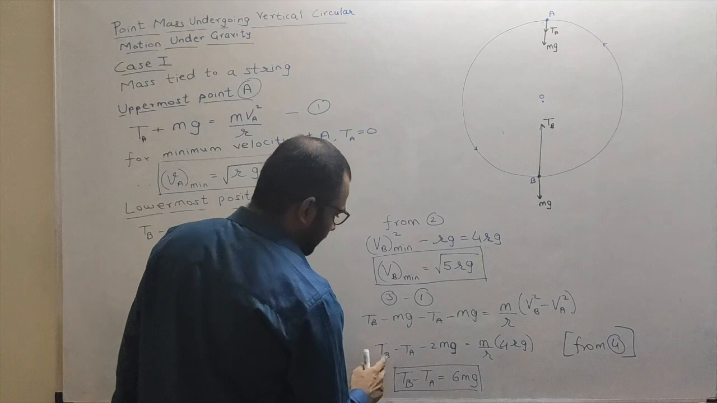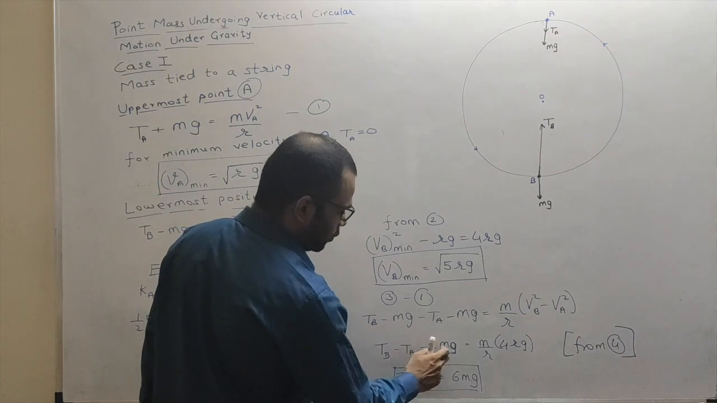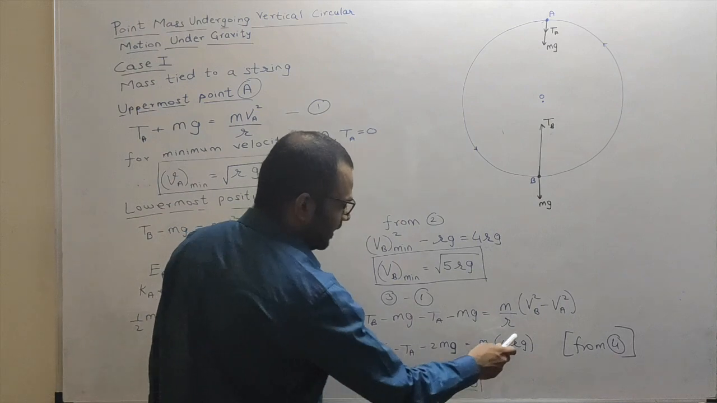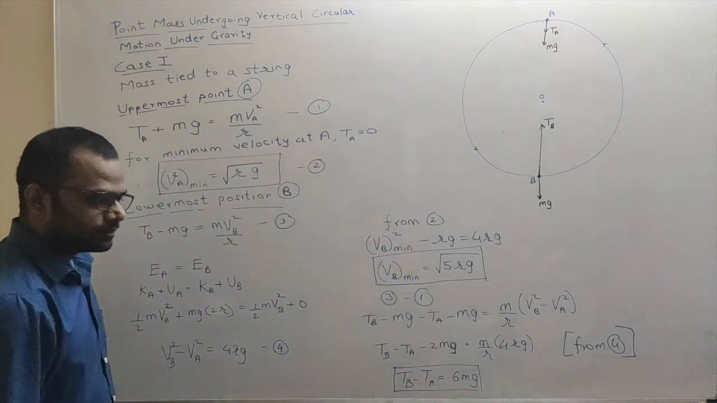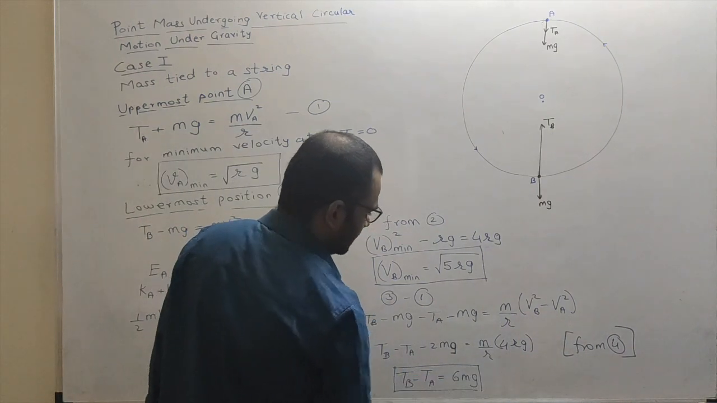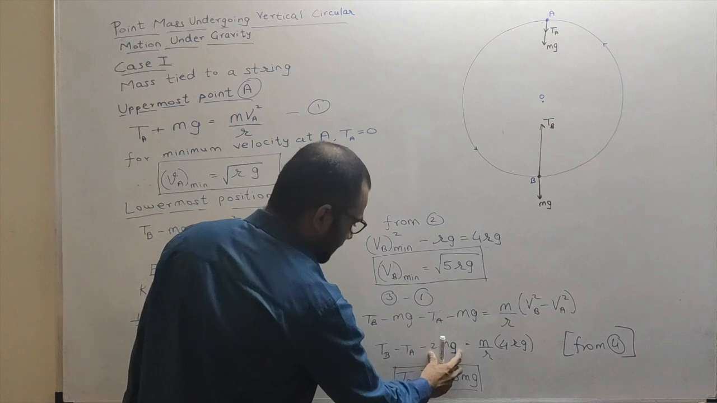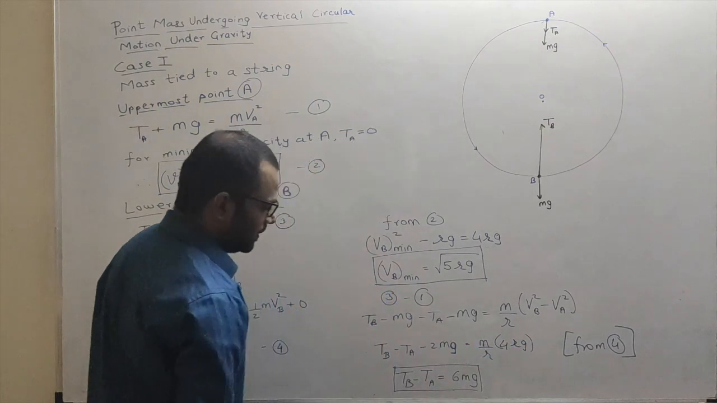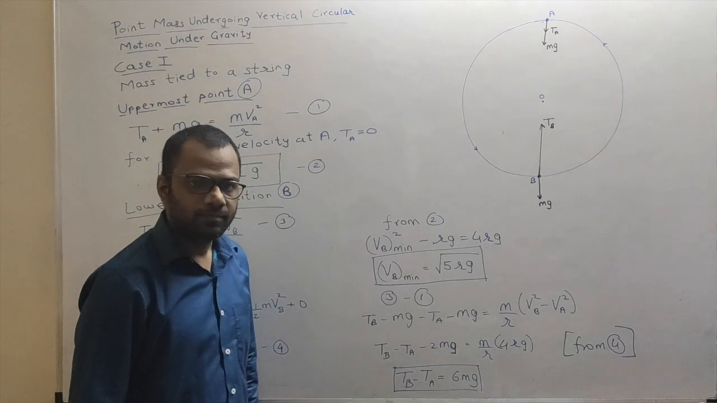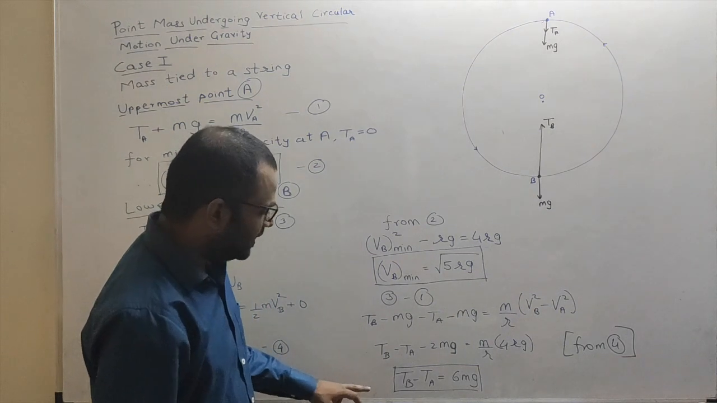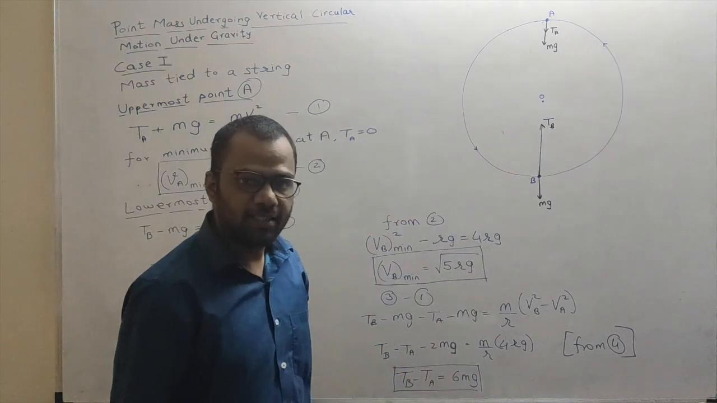So on left hand side, I will be left with TB minus TA minus mg, and minus mg will become minus 2 mg. And on right hand side, instead of Vb square minus Va square, I will put this 4Rg. So R and R will get cancelled. 2 mg will become plus 2 mg. So TB minus TA will become equal to 6 mg. Okay. So the difference in the tension at the lowest point and the topmost point is 6 mg.